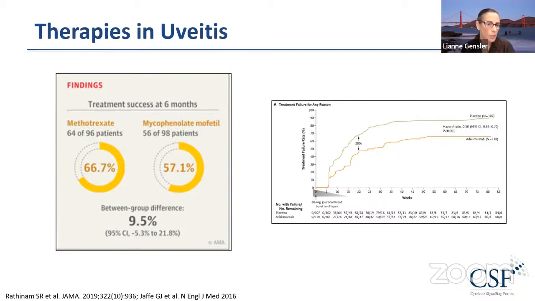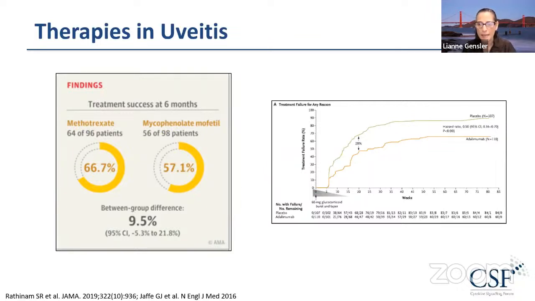It was designed as a superiority study and actually did not meet its primary endpoint when you compared methotrexate to mycophenolate at a group level. However, when you looked at some of the subpopulations, methotrexate did better. And so I think many ophthalmologists now will move towards methotrexate as a steroid-sparing option without necessarily thinking about needing to use a biologic.